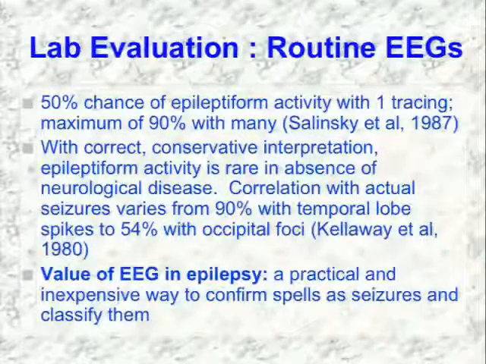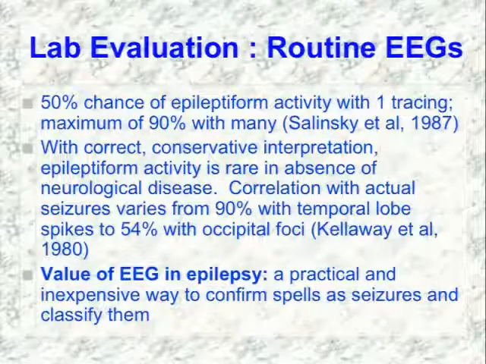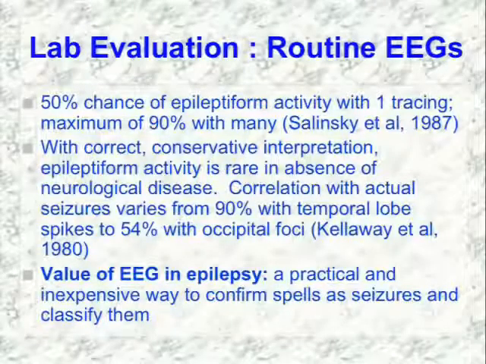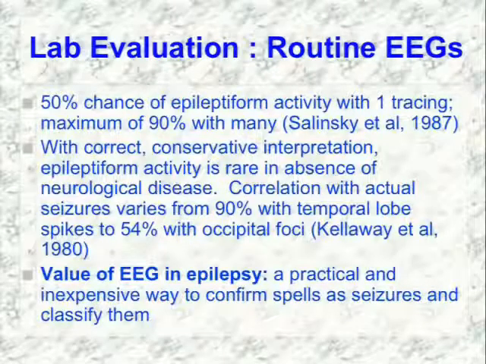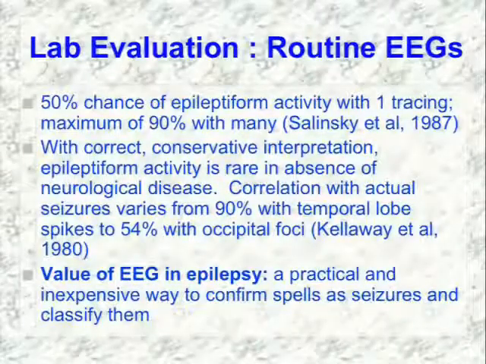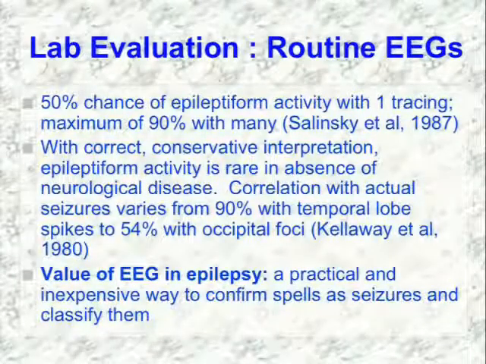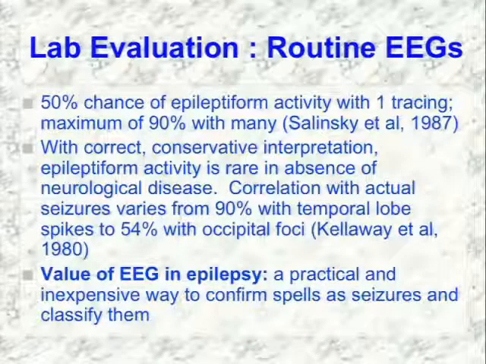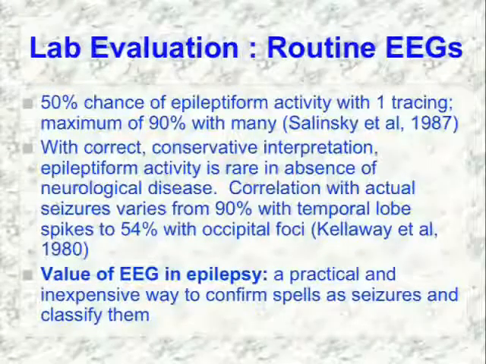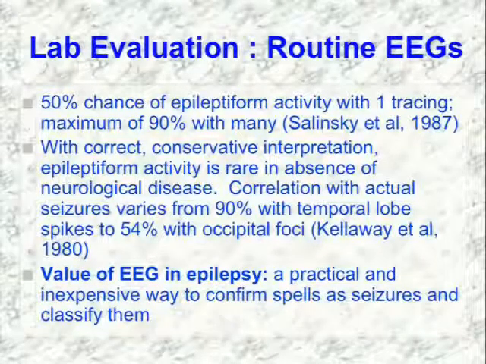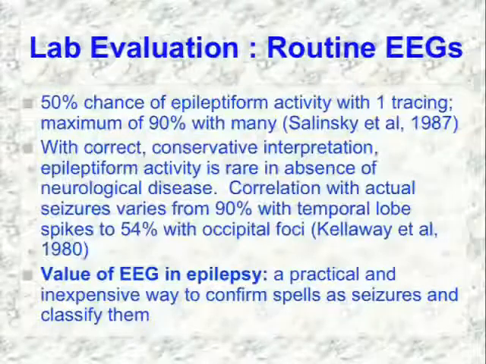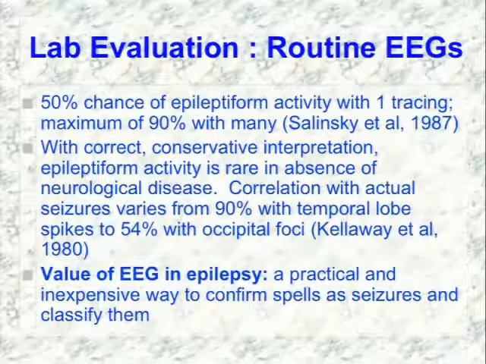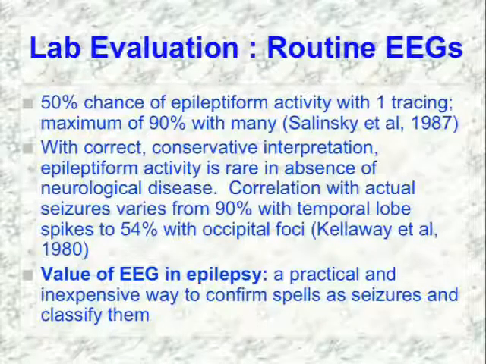Well, this has been done multiple times, and if you get one good EEG on somebody in this situation, you'll see epileptic activity about 50% of the time. If you get multiple EEGs, which we usually don't do, but some places do, or they used to in the old days, if you get 3 or 4 or 5 of these, you get up to 90% of patients with epileptiform abnormalities. So what that tells you is that an abnormal EEG is very helpful. A normal EEG doesn't tell you very much, because it could be a sampling issue.